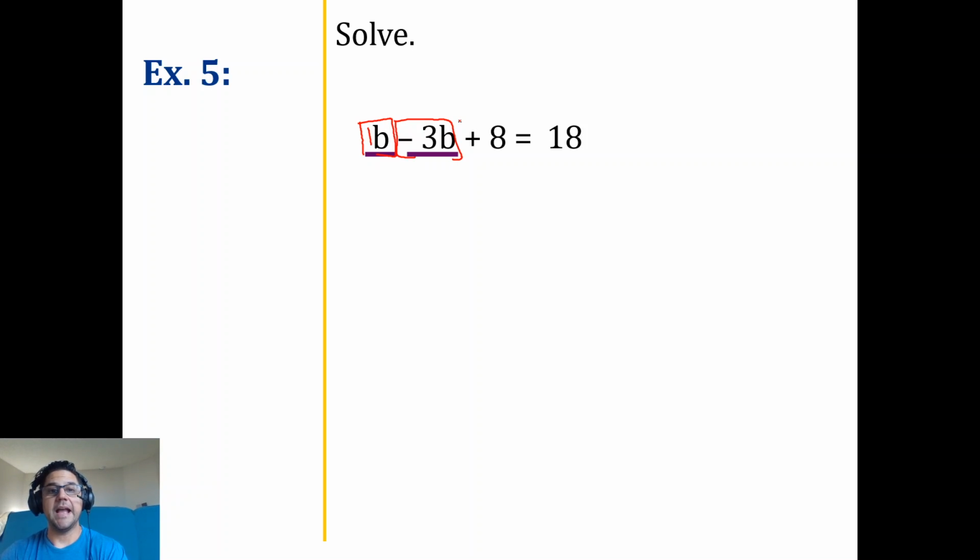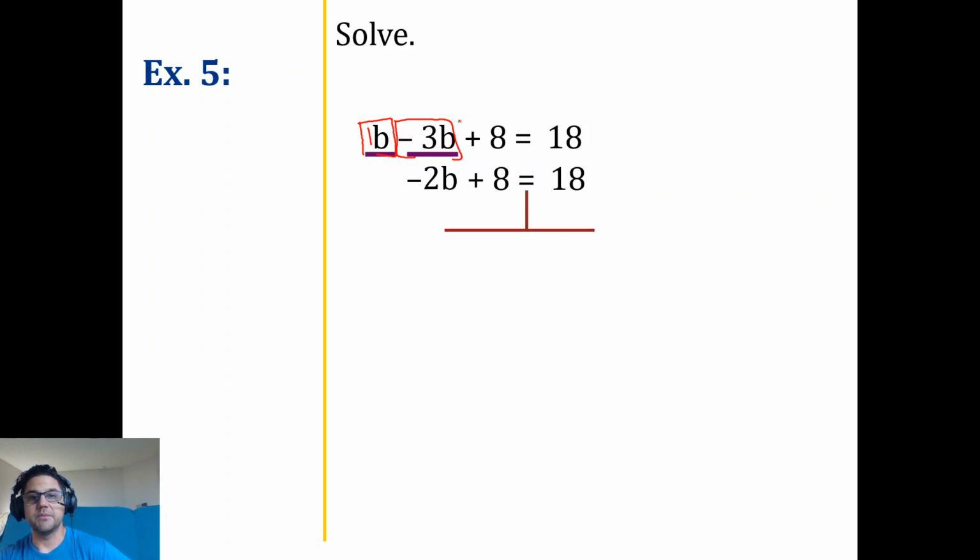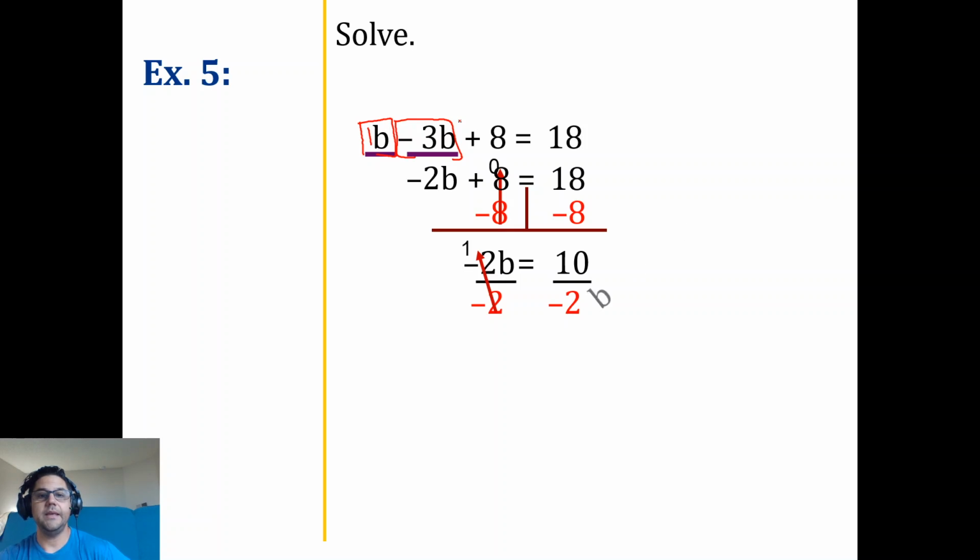Sorry. Which actually combines to give me negative 2b. So now it kind of looks like a normal problem, what we just did. I'm going to subtract 8 on both sides. Don't forget the negative sign on the 2b is equal to 10. Divide both sides by negative 2. So I think b is negative 5. But again, with the negative signs, got to be extra careful.